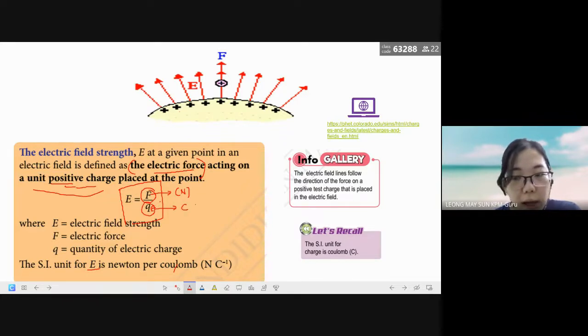In a short while, I will explain regarding this electric charge. Okay, so up to here, are you guys okay? This is the first definition, the first formula for the electricity chapter. The electric force over the charge is electric field strength.